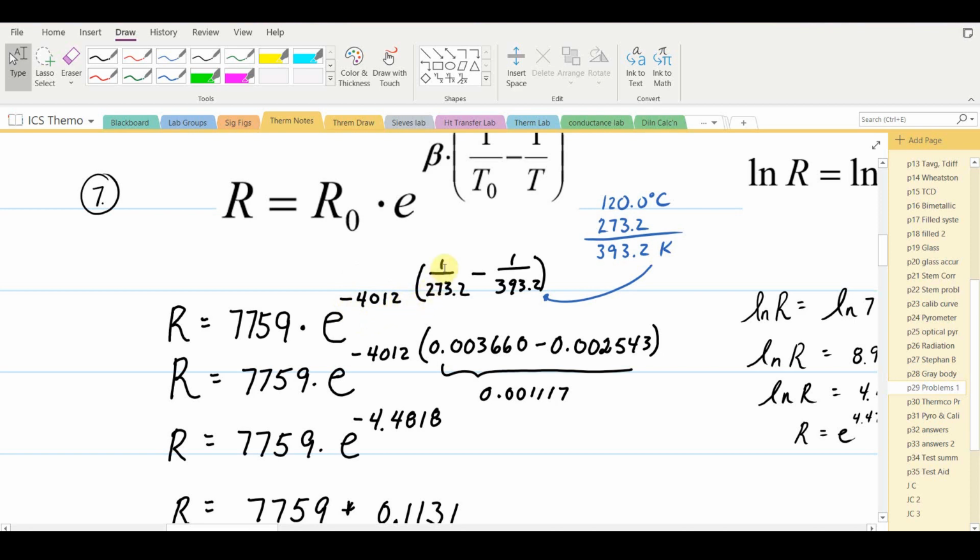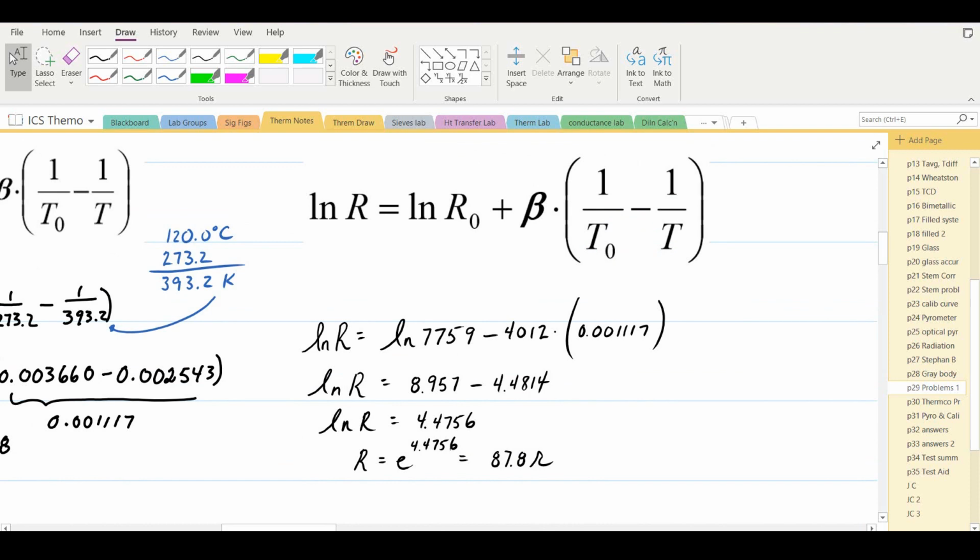Well, up here in the exponent we have 1 over T sub 0 minus 1 over T. This will be 1 over T. So this 1 over T must be cancelled by the units of 4012, whatever they are. So you see this has to be Kelvin. So Kelvin times 1 over Kelvin would cancel. And that, therefore, 7759 ohms gives us units of ohms for the answer. So the units of beta must be Kelvin. Kind of odd, but it must be the case.